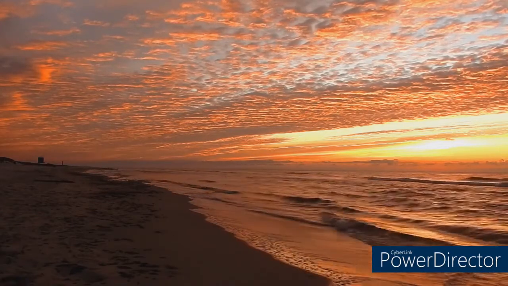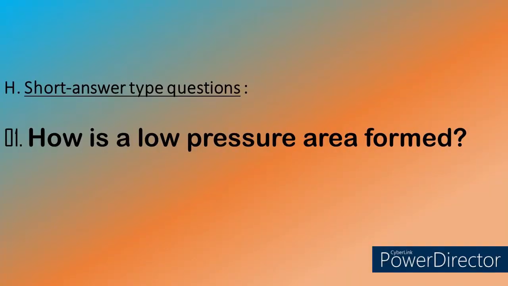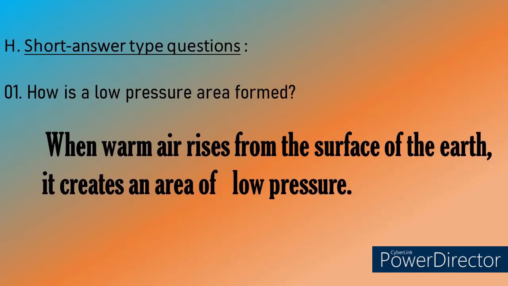Okay, right. So the first question, short answer type questions. First is, how is a low pressure area formed? When warm air rises from the surface of the earth, it creates an area of low pressure. I hope you know this. During a summer season, mostly the air in a particular area gets warm, and because it is less dense, it starts to move upwards. This is what is explained in this answer.